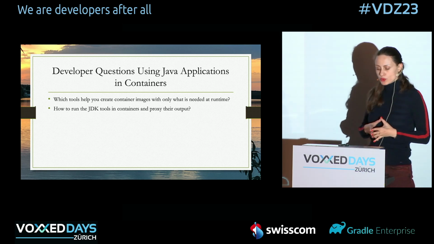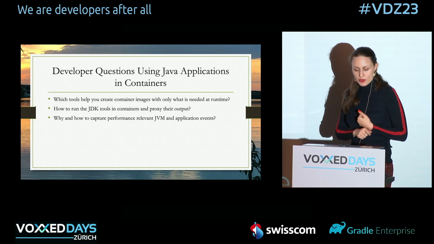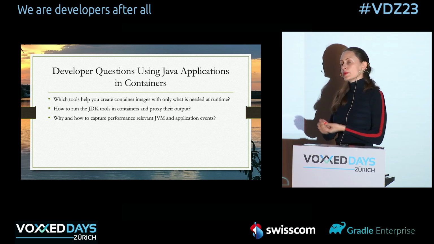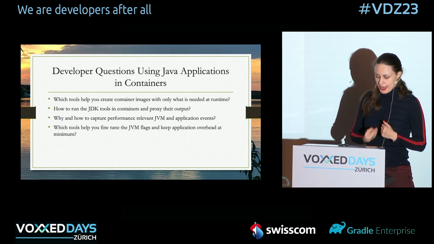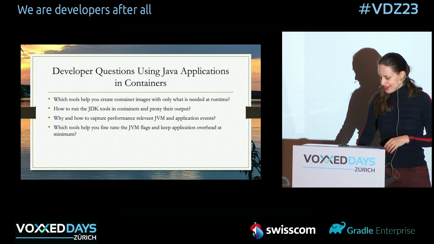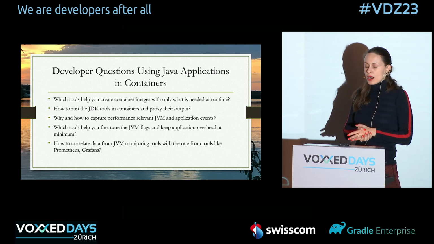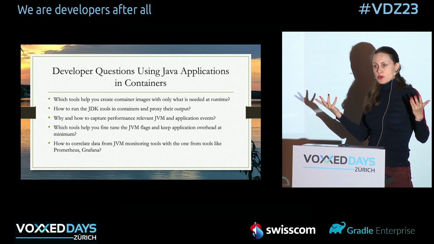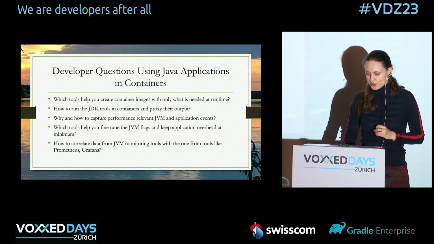Secondly, how do we run the JDK tools and proxy their output in these containers? Thirdly, how do we capture performance-relevant JVM and application events? So we want to know what's going on with our application, but we also want to know what's going on with the JVM. How do we correlate this, and what can help us get information about this? Fourth, what tools can help us fine-tune the JVM flags and also keep the application overhead at a minimum? And last but not least, how do we correlate all this data from the JVM monitoring tools with other tools that are available on the market? Most probably many of you have heard about Prometheus, Grafana, and other widely known tools for working with containerized apps. So we're going to try to answer all these questions today.